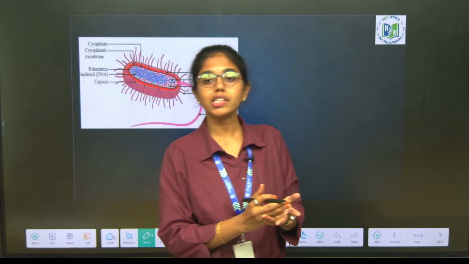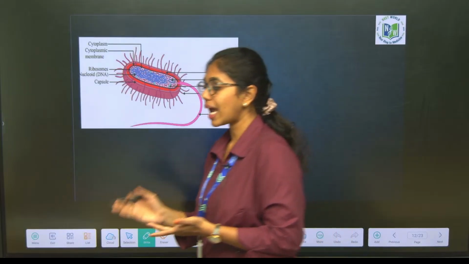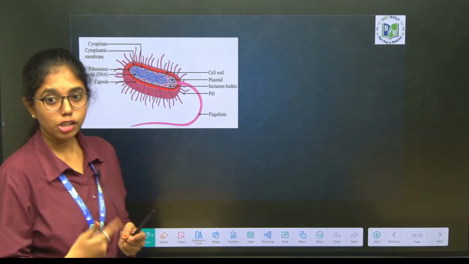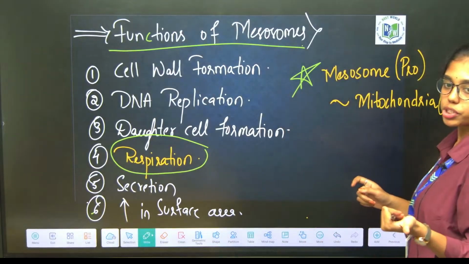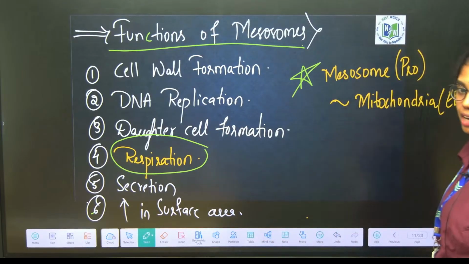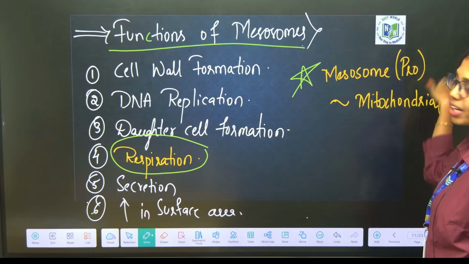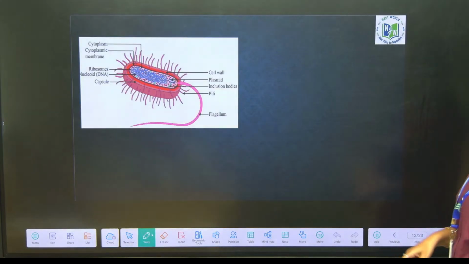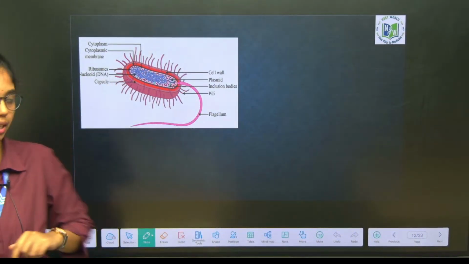Cell wall composition is mostly peptidoglycan. The cell membrane will have extensions, either in the form of vesicles, tubules or lamellae. So what are the functions of mesosomes? Cell wall formation, DNA replication, daughter cell formation, respiration, secretion and increase in surface area. Amongst all this, the most prominent function is respiration. That is why the prominent note is that mesosomes of a prokaryotic cell are equivalent to mitochondria of eukaryotic cell. Now here we have the genetic material. First we will look into the genetic material.